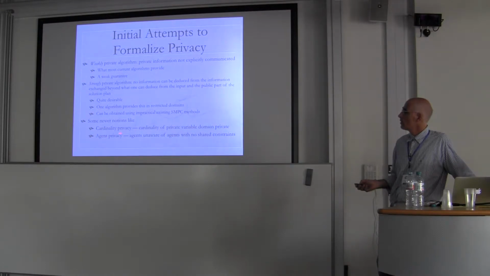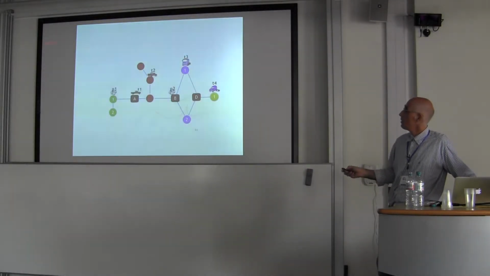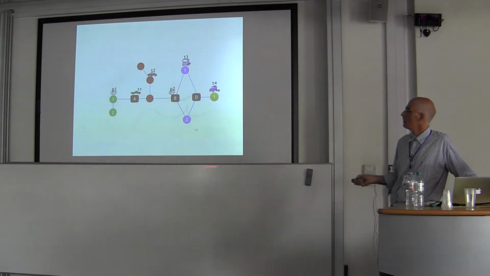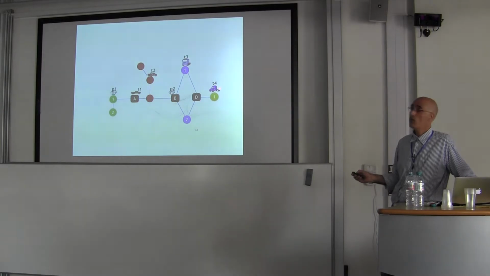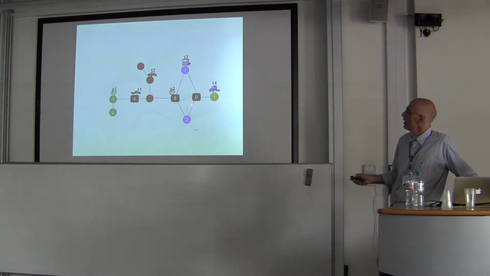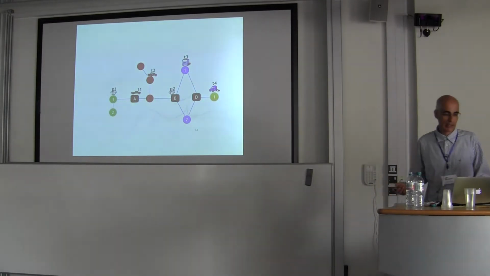There's also a notion of agent privacy, which says that agents are unaware of other agents that do not have shared constraints. So I think I have a slide. Remember this example. If we have an algorithm that preserves agent privacy, the green track will not be aware of the blue and the purple track. The red track will not be aware of the purple track, and so forth. The purple track will not be aware of the red track and the green track, because they have no shared propositions with each other. This is the notion that comes from distributed CSP algorithms.